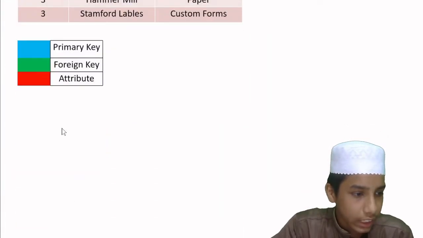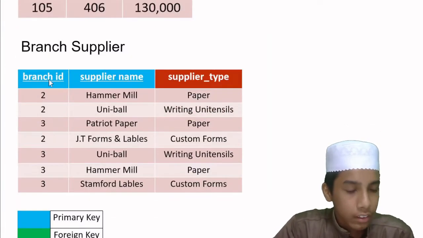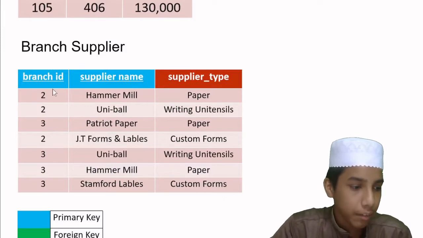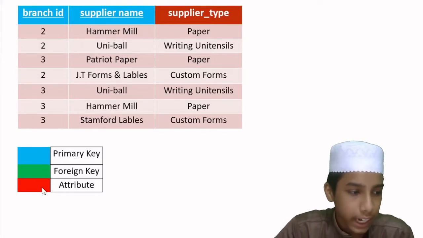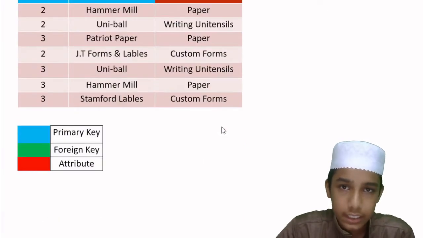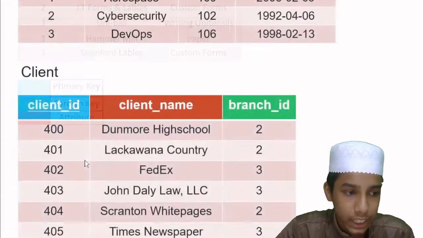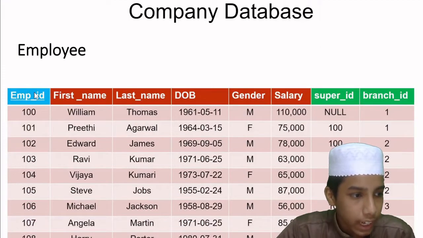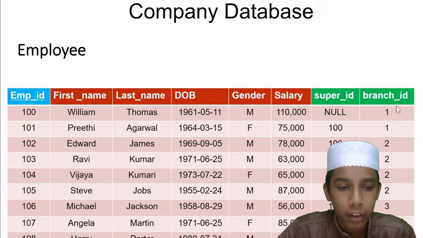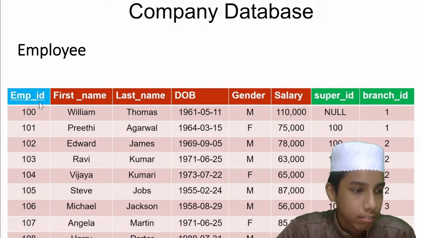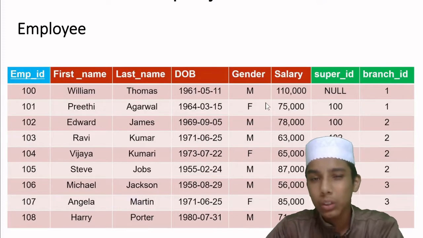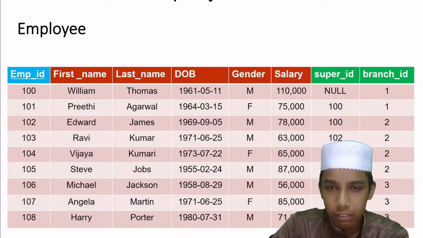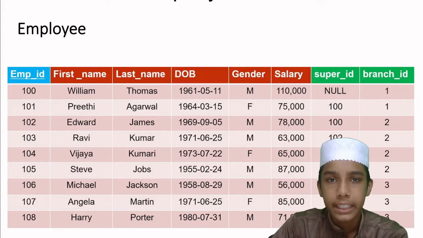If you see here down labels, whichever cell is in the blue color, it is primary key, and whichever cell is in the green color, it's foreign key, and whatever is in the red color, it's known as attributes I have given. Okay, so in this table we have 2 foreign keys, one primary key, and then we have 5 attributes.